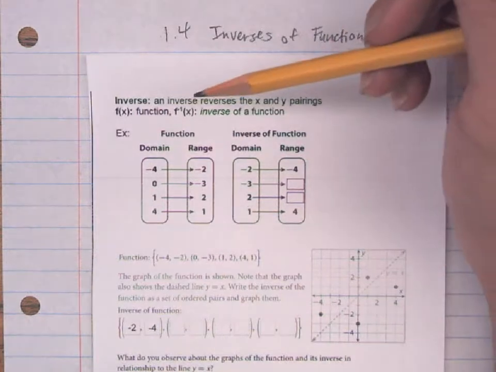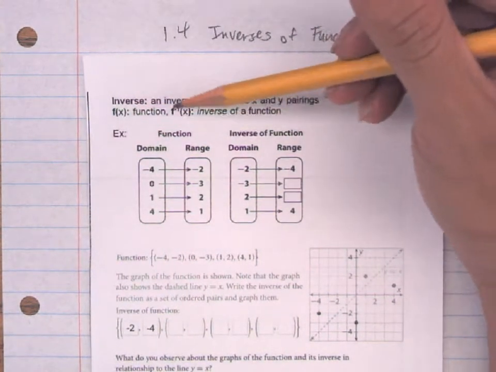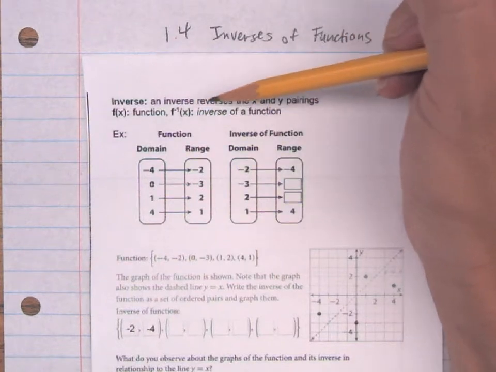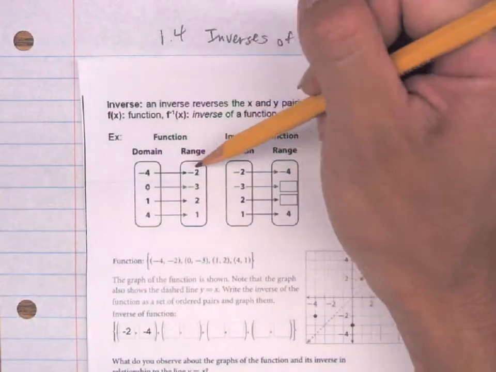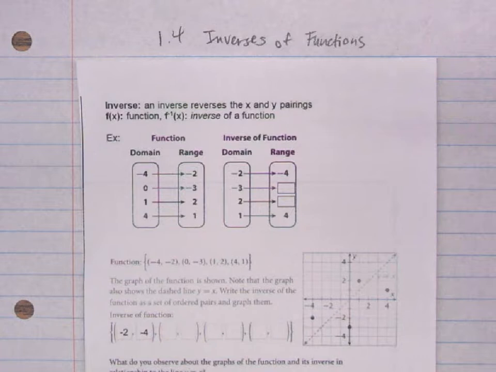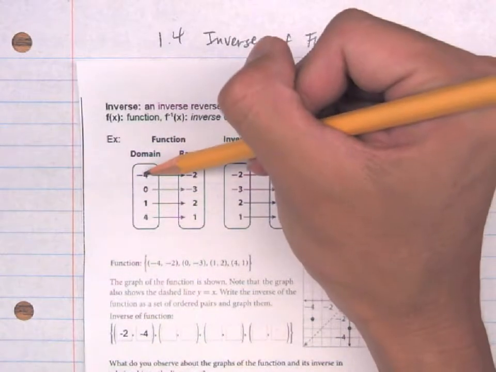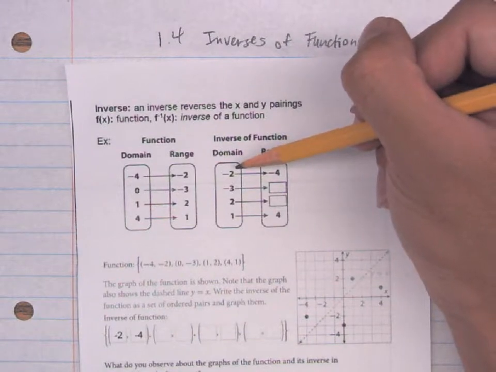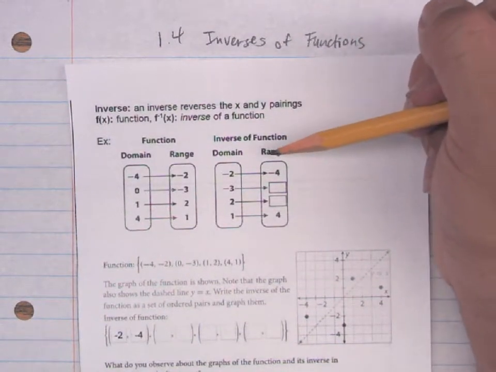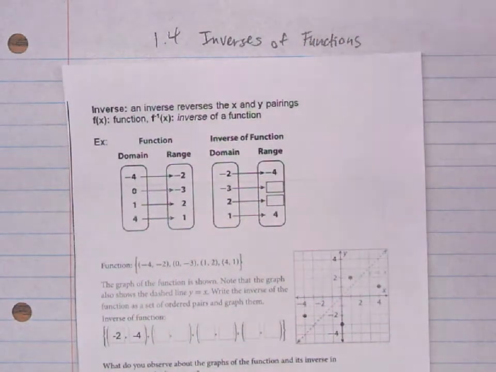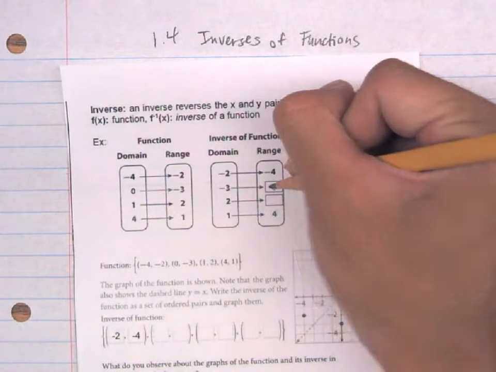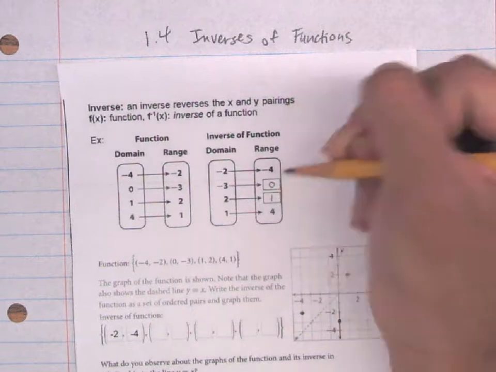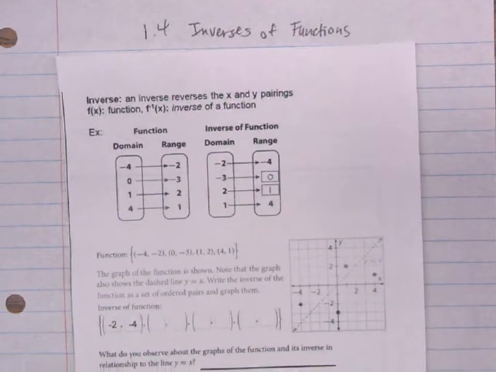So f of x is your function, and this notation, f to the negative 1 of x, is the inverse of a function. All you're doing is swapping the x's and the y's. Not too much to it. If this is my input and that's my output, the inverse is just a flip of the x and the y. So 0, negative 3 becomes 3, 0. 1, 2 becomes 2, 1. 4, 1 becomes 1, 4.